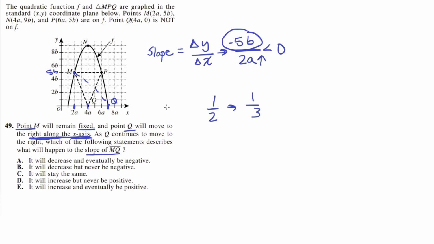And no matter how far we go on the x-axis, like we keep going on till infinity, and Q is all the way over here, the change in x will always be positive. And the change in y will always be negative. So this means the sign of the slope will never change. So the slope will increase, but the slope will always be less than 0. It will never be positive, which is answer choice D.